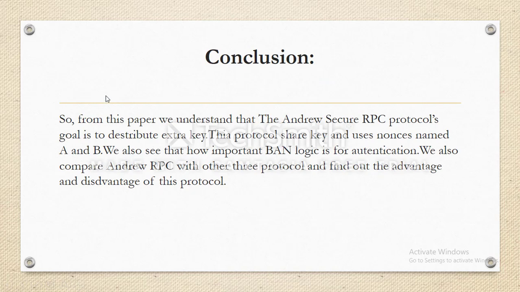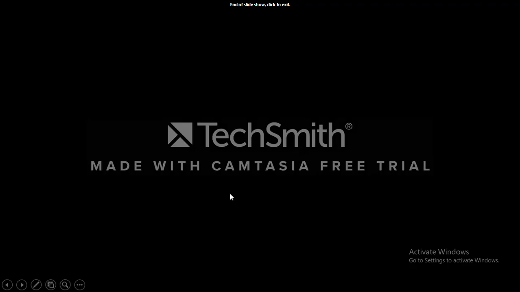At last we will see the conclusion. From this paper we understand that the goal of the secure RPC is to distribute a new key. There are some problems, but by modifying it with the BAN logic we can solve this problem. So that's it. Thank you.